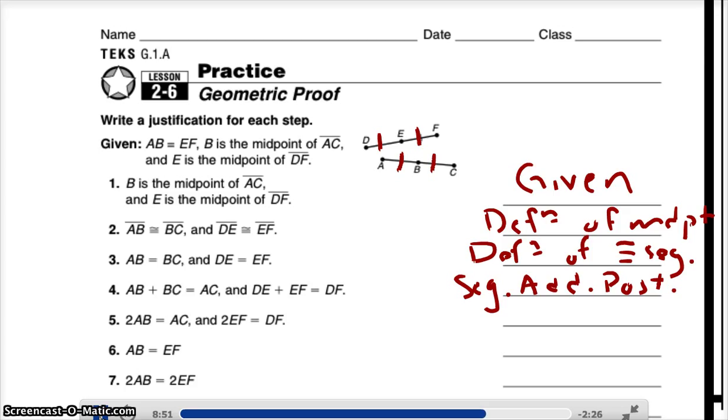Then it says 2 ABs equals AC. 2 EFs equals DF. So you have to look at what you already have on here. The thing they took out right here was this BC. But if you look at 3, BC equals AB. So of course they can substitute. That's what they did. Here they took out this DE and put in another EF because DE equals EF. So they substituted. So you have substitution.